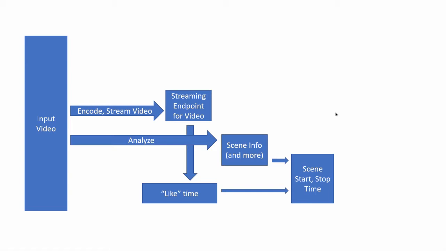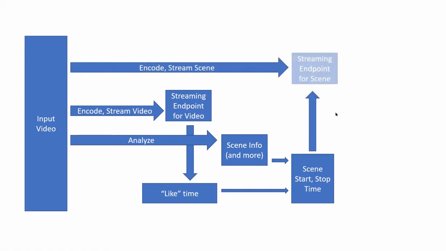So now we know when the scene starts and stops, so we'll say they didn't just like that time, they actually liked the scene in which that time was, and then we will encode just that scene and make that available because that's a scene that presumably people like.